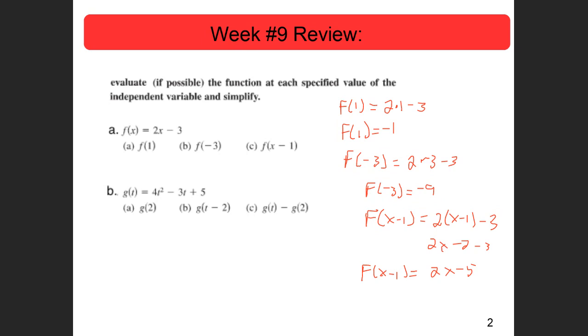Now, if I do the second one, and I want to find g of 2, I would just put 2 in there. So g of 2 would equal 2 squared minus 3 times 2 plus 5. So this would be 4 times, that would be 16 minus 6 plus 5. So that would be 15.